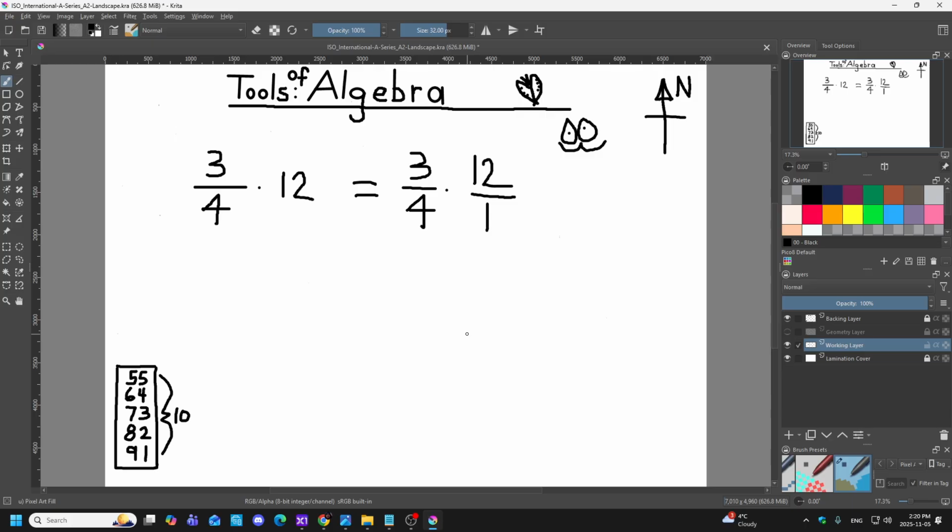Now, one thing I'll let you all know with fractions, multiplying and dividing fractions is so super easy. It's the easiest thing to do compared to adding and subtracting them.